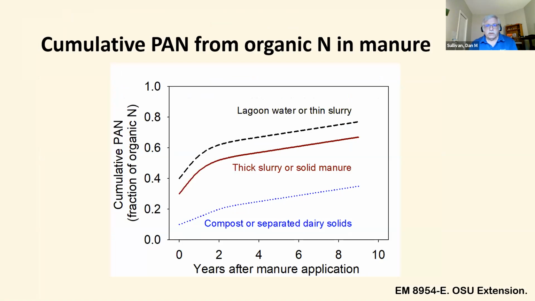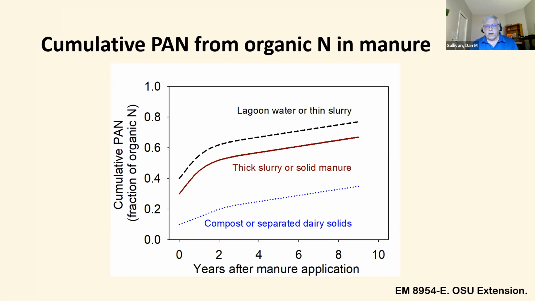So if we look at this mineralization data, but in a graphical format, we get a graph like this for cumulative plant available nitrogen as a fraction of organic nitrogen input. So this is one of the most important things in long-term nitrogen management planning: we need to account for history. And this mineralization series idea is a representation of history.